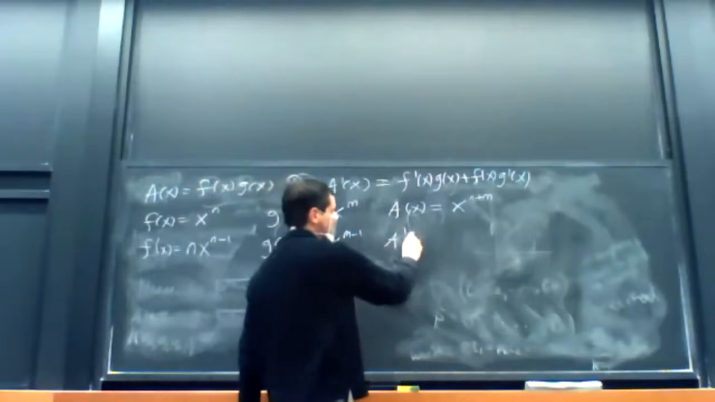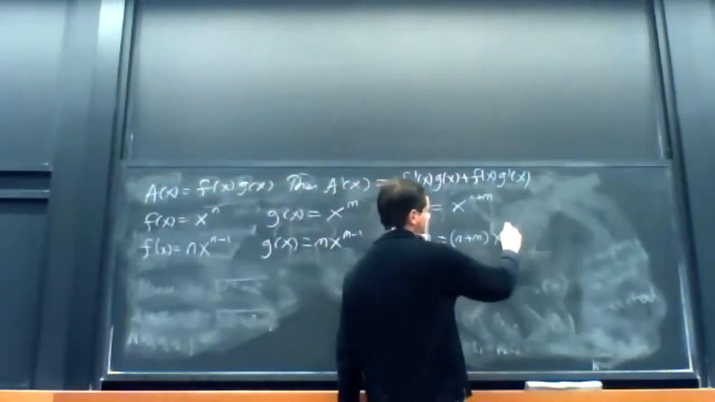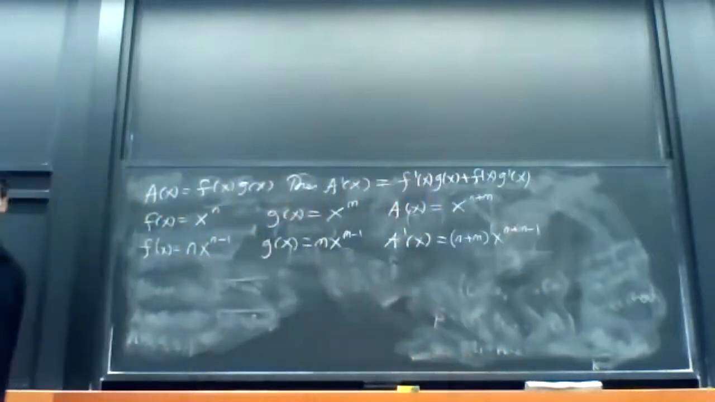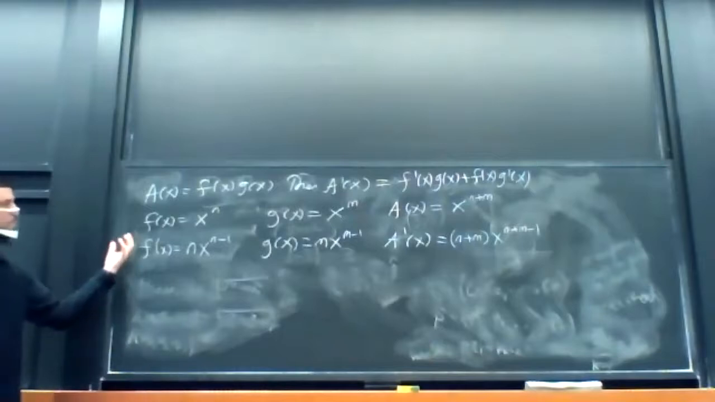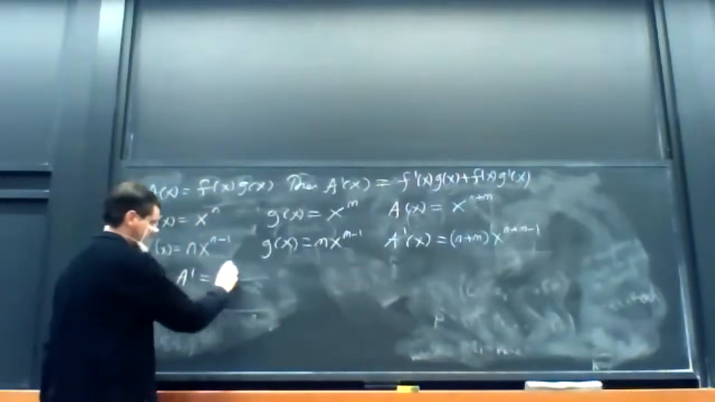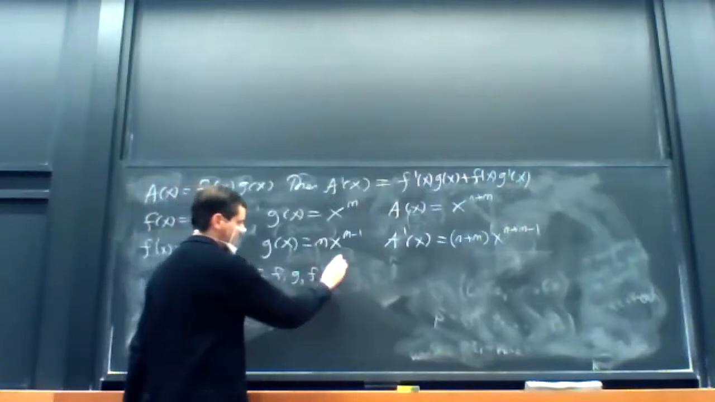And I should probably do one a prime of x is n plus m, x to the n plus m minus 1. So now that we have all of this together, can we find a way to express a prime as some function of f, g, f prime, and g prime?